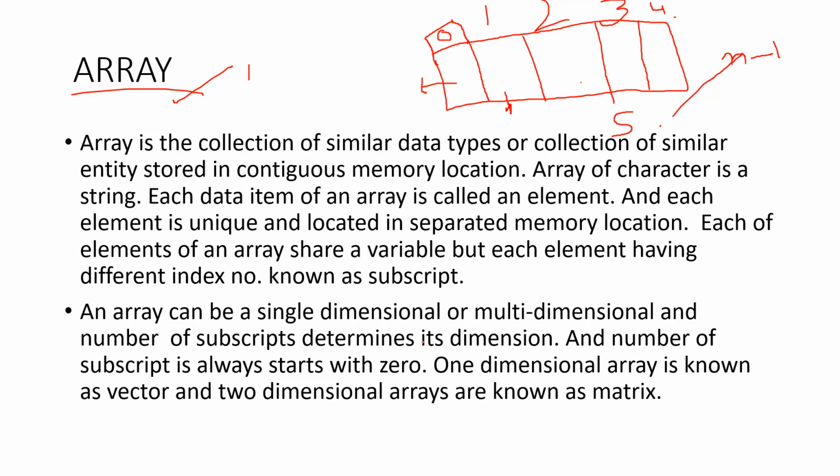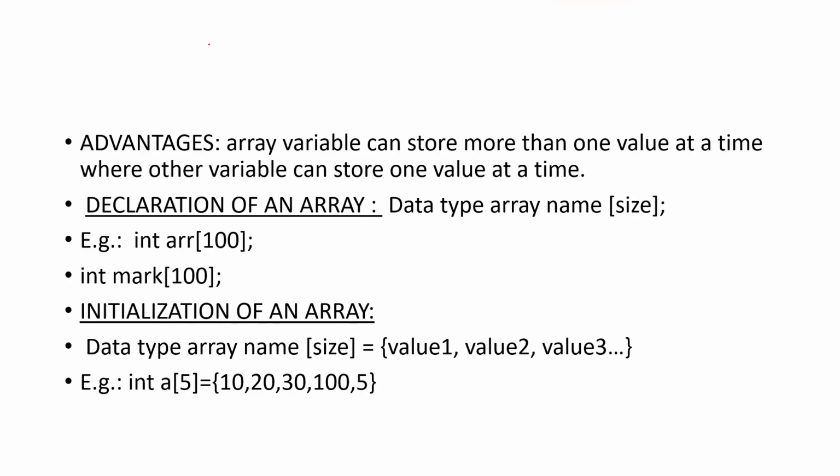An array can be single dimensional or multi-dimensional, which means it can be 1D. This is a type of 1D, and a different type of array is a matrix. It is a 2D array, here a 3 by 3 array. The subscript numbers always start with 0. A 1D array is known as a vector, and a 2D array is known as a matrix. We also study it in mathematics.